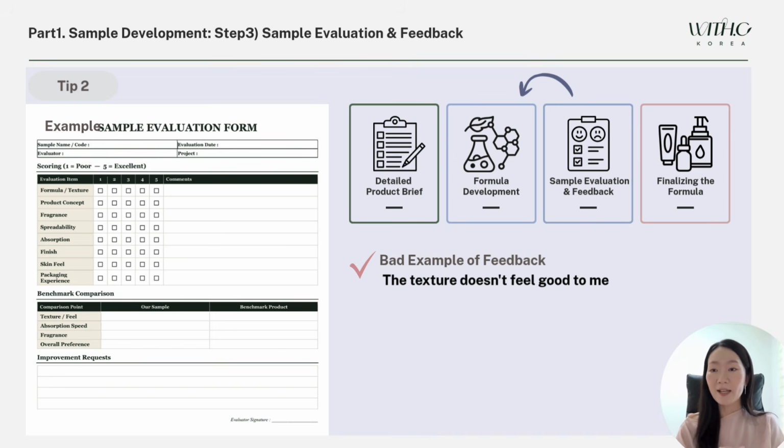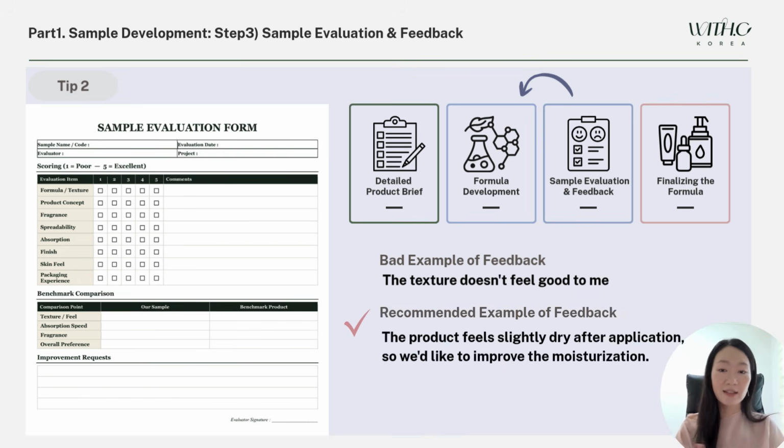For example, instead of saying "the texture doesn't feel good, I don't like it," try to explain why. You might say, the product feels slightly dry after application. It doesn't last for a long time, but I like the viscosity and I like the texture. The spreadability is also very nice. So I would like to keep those parts, but would like to improve the moisturization time. Clear feedback like this provides a much clearer direction for the next stage of sampling.